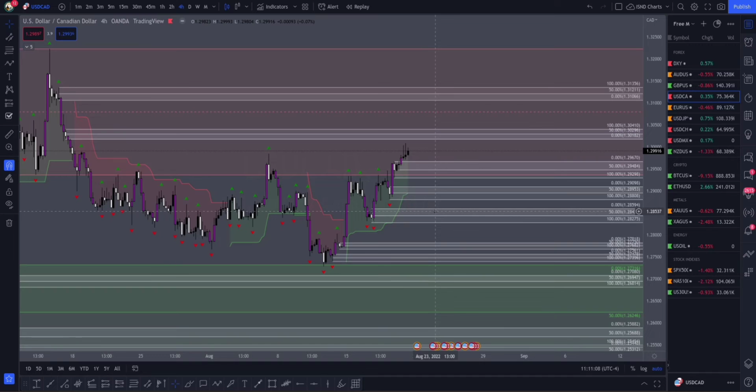Okay, so again, we trade what the market gives us. Wouldn't be necessarily trying to hold these long term, just in case. All right, we get a pullback, but we want to get in and get our profits and get out. So that is USD CAD. Moving on to Euro USD.